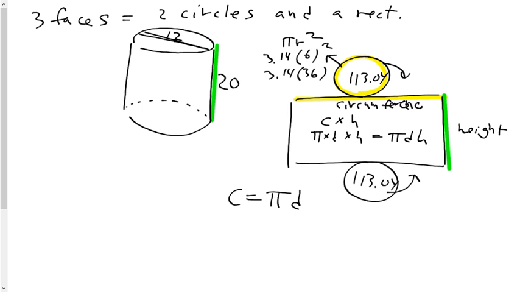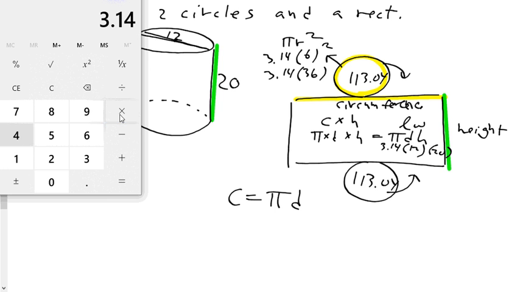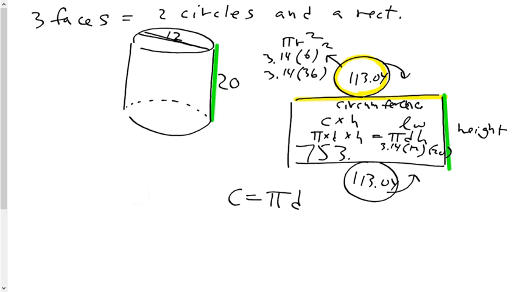Instead of saying length and width, that's really circumference times height. Circumference is really pi times diameter, so pi times diameter times height would be our own variation of simply length times width. 3.14 multiplied by the diameter, which is 12, multiplied by the height, which is 20. 3.14 times 12 times 20 is 753.6. That's the area of that rectangle.